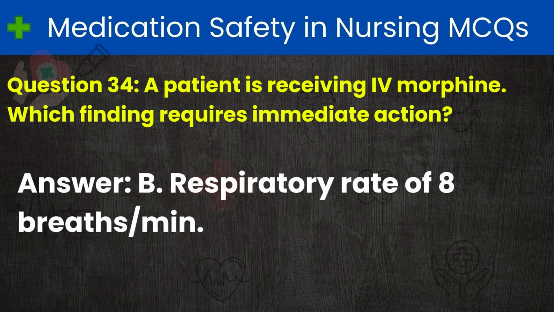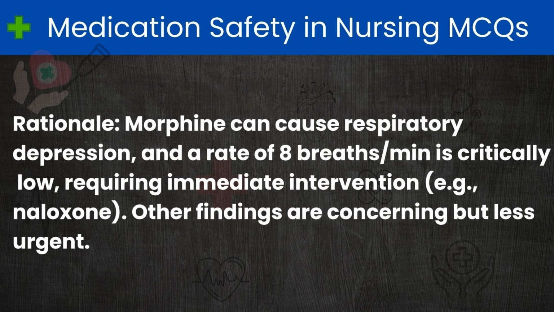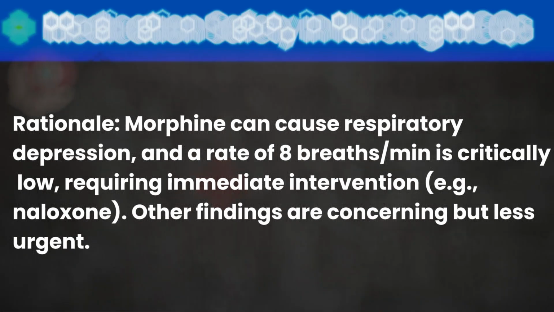Answer: B. Respiratory rate of 8 breaths per minute. Rationale: morphine can cause respiratory depression, and a respiratory rate of 8 breaths per minute is critically low, requiring immediate intervention, such as administering naloxone. The other findings are concerning but less urgent.